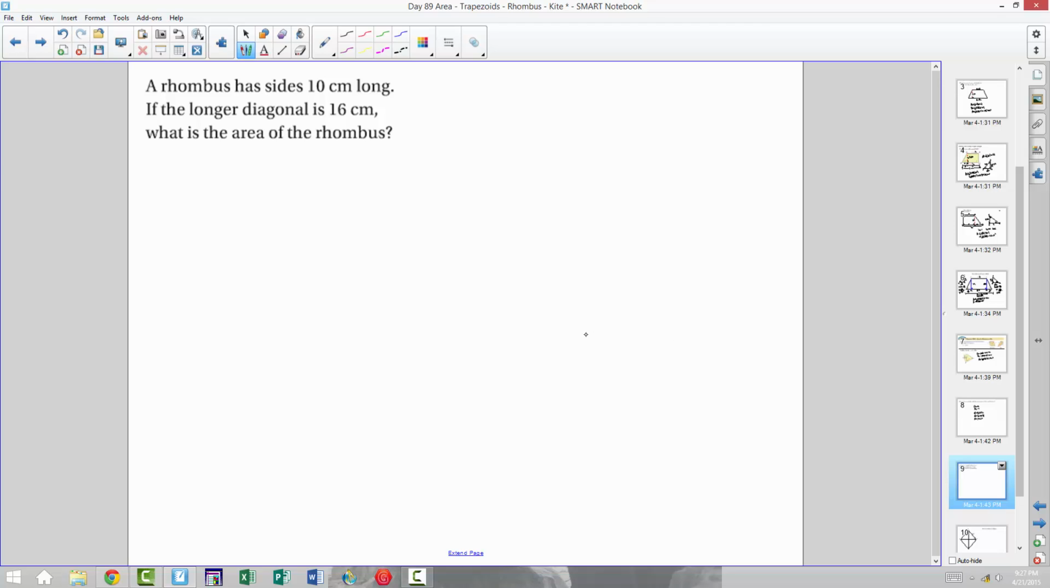So a rhombus has sides 10 centimeters long. If the longer diagonal is 16 centimeters, what is the area of the rhombus? Well, let's draw in a rhombus. So here's my rhombus.